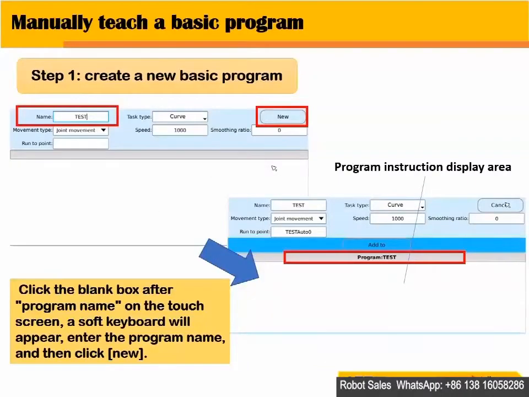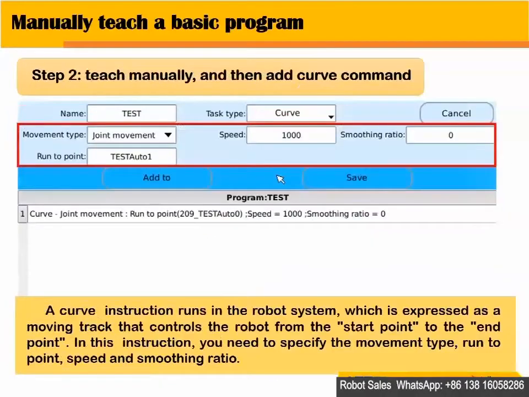Step 1. Create a new basic program. Click the blank box of the program name on the touch screen. A soft keyboard will appear. Enter the program name and then click New. Step 2. Teach manually and then add code instruction.